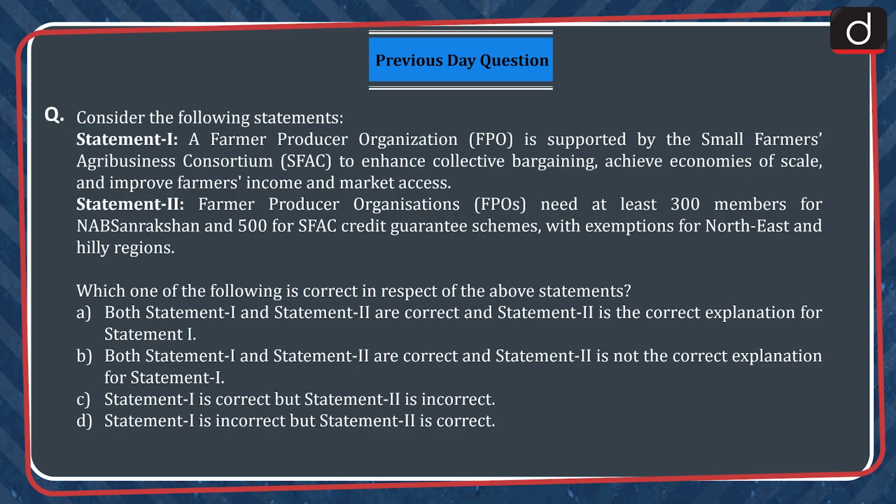Statement 2. Farmer producer organizations need at least 300 members for NABARD Sanrakshan and 500 for SFAC credit guarantee schemes with exemptions for northeast and hilly regions. Which one of the following is correct in respect of the above statements? Both statements are correct and statement 2 is the correct explanation for statement 1. Both statements are correct and statement 2 is not the correct explanation for statement 1. Statement 1 is correct but statement 2 is incorrect. Statement 1 is incorrect but statement 2 is correct. The correct answer is option B.